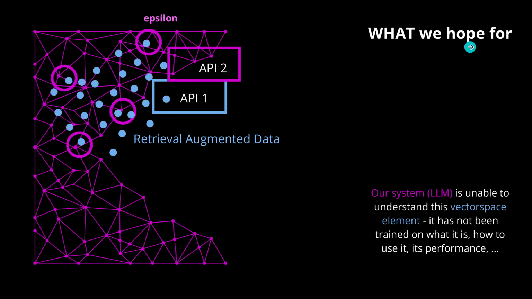Now, what we hope for is, if we bring in our retrieval augmented data with the new API, as I showed you in my video, let's call this API 1. And let's imagine we have this in a vector space representation in the embedding. And you see here, our GPT has been pre-trained on this API 2, and we have here our nodes in the neural network and our edges.